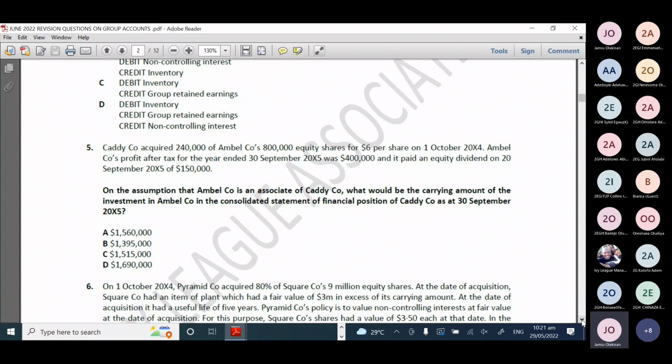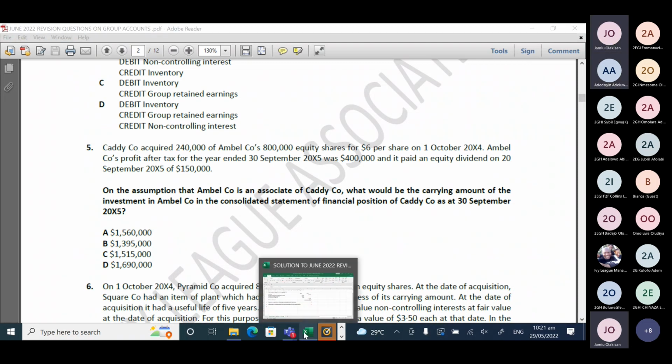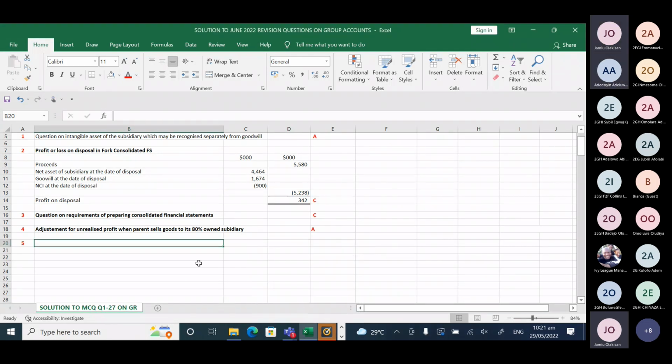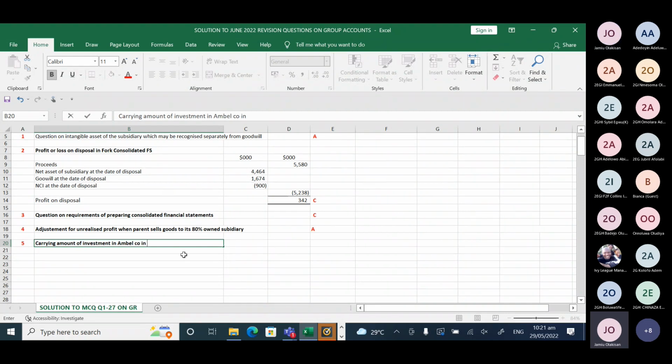Thank you. And the correct answer is... you cannot use eyes to control this one. You have to use your hand. Okay. I thought you would tell me the correct answer is this. Carrying amount of investment in Ambelco in the consolidated financial statement, right?